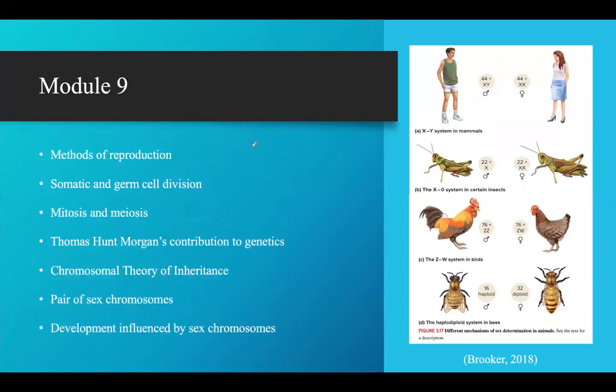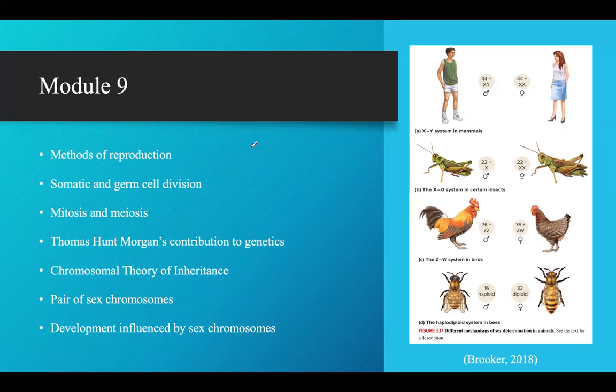Okay, so moving on to Module 9. We delve deeper into the roles of sex chromosomes and how cell division works. We went over both mitosis and meiosis, mitosis being the division process of somatic cells, while meiosis is the division of germ cells.